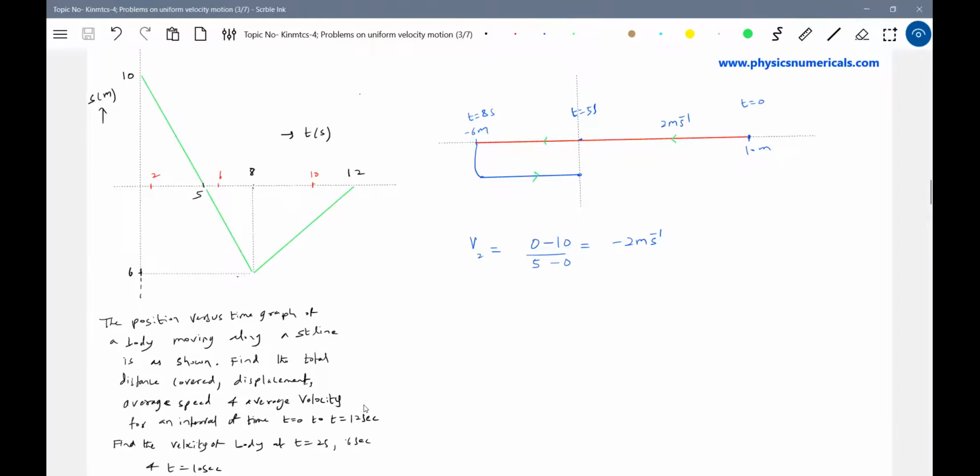Okay, now come for this one here. Now, what is the slope of this line? V6 should be equal to 0 minus 6 by 8 minus 5, minus 6 by 3, minus 2 meter per second. So again, the body is moving with 2 meter per second towards left only. And finally, it will be at minus 6 meter.